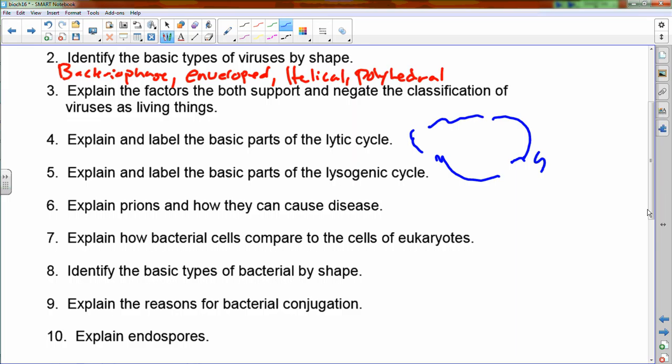Is that the most common type of virus? Well, all viruses go through a portion of the lytic cycle. When we talk about the lysogenic cycle, that's kind of an add-on effect. For the viruses to actually make more viruses, they'll go through the lytic cycle too.